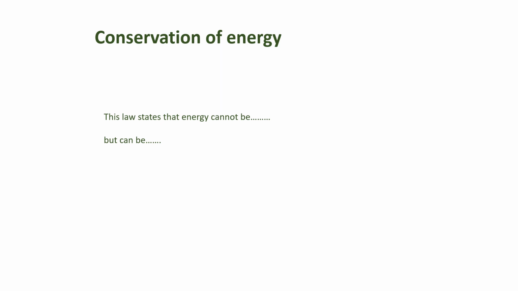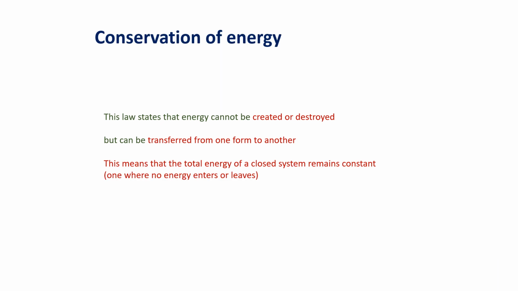This law states that energy cannot be something, but it can be something else. Can you complete this sentence? This law states that energy cannot be created or destroyed, but it can be transferred from one form to another. And this means that the total energy of a closed system remains constant. A closed system is one where no energy enters or leaves.